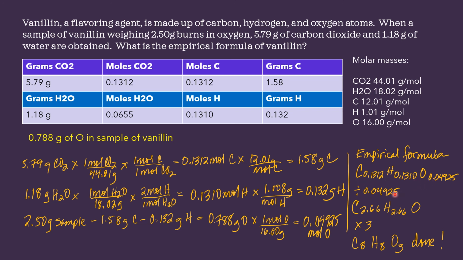What do we do? We divide each of these subscripts by the smallest number, and that gives us C 2.66, H 2.66, O. Not good enough. We need whole numbers. After some trial and error, you will find that if you multiply by 3, you will get C8H8O3, and you're done for the empirical formula. This problem doesn't ask you to do the molar mass. See how easy that was? I know, a lot of steps, but doable. Practice makes perfect.